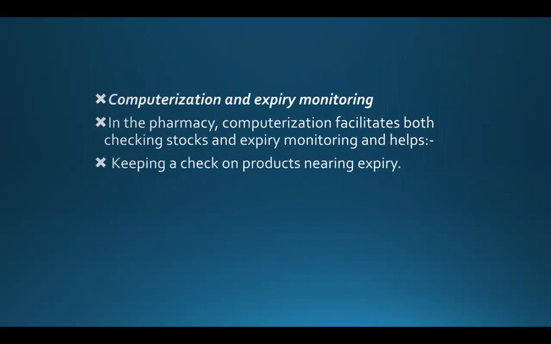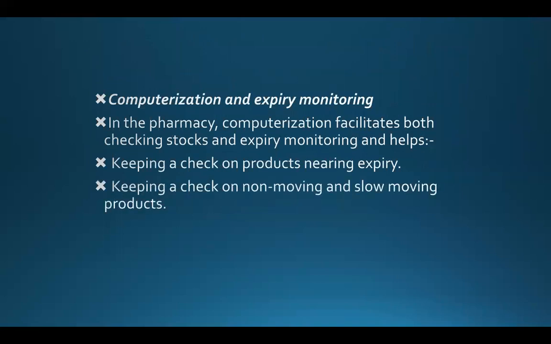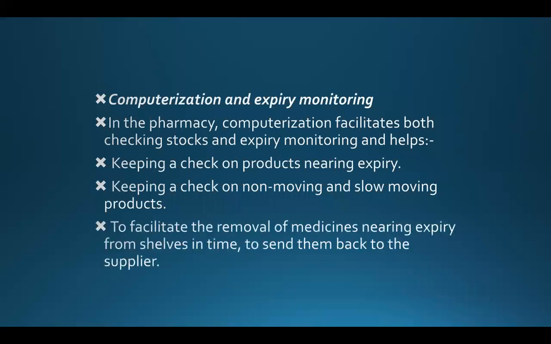Computerization and expiry monitoring. In the pharmacy, computerization facilitates both checking stocks and expiry monitoring. It helps keep a check on products nearing expiry, and keep a check on non-moving and slow-moving products, to facilitate the removal of medicines nearing expiry from shelves in time to send them back to the supplier.